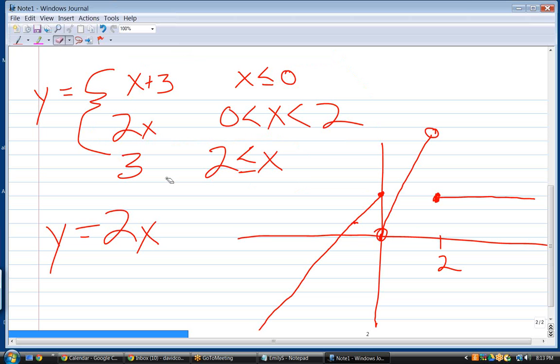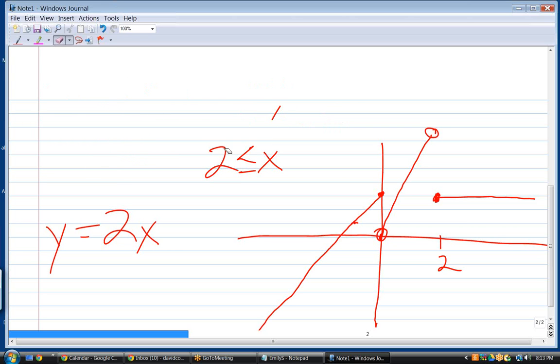Now, it's going to be hard unless you take a picture to send me a graph of a piecewise function. So let's do this backwards. We're going to start with the graph and figure out what the piecewise function looks like. Well, I just go in reverse.